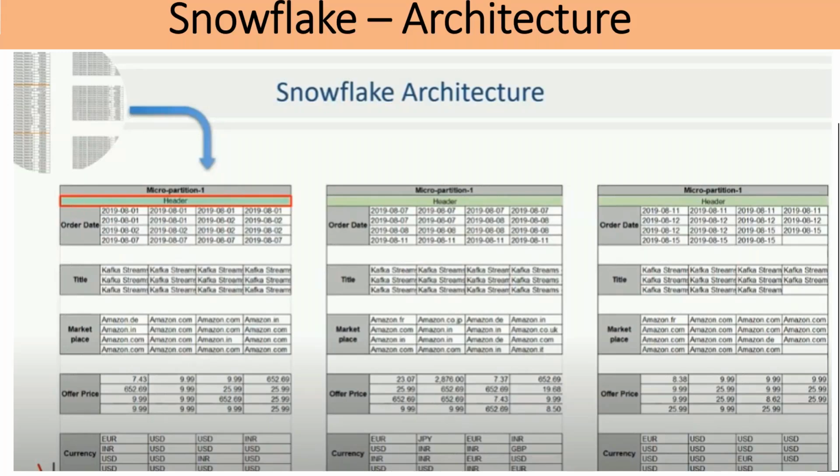And after that, they have written a header for this particular partition. So whenever you ingest some data, it looks at the data and organizes it. It is divided into multiple chunks of 50 to 500 MB uncompressed or 16 MB compressed data. What they do is go and write it into the files.